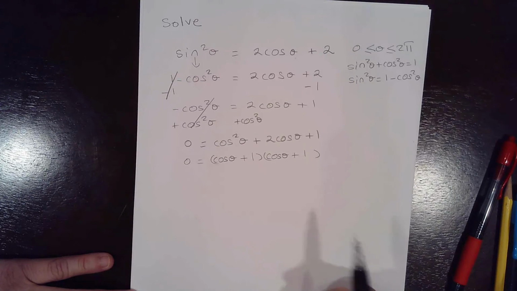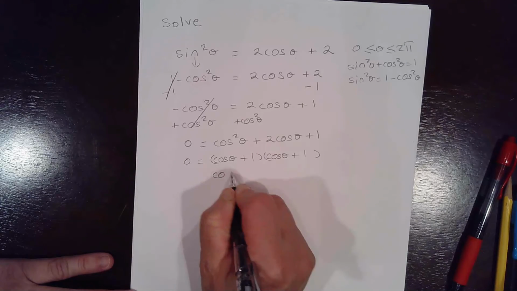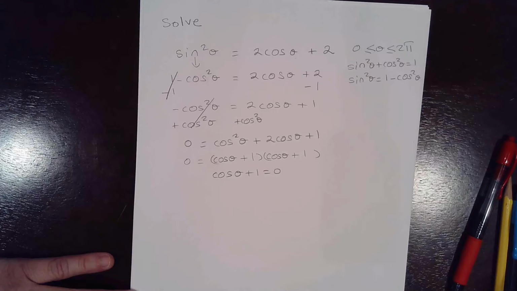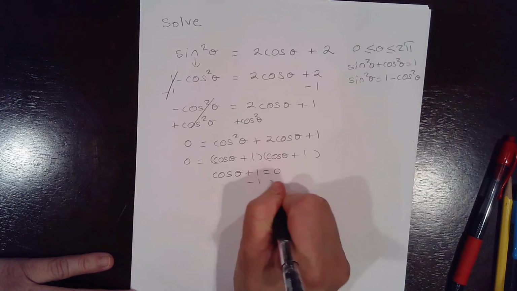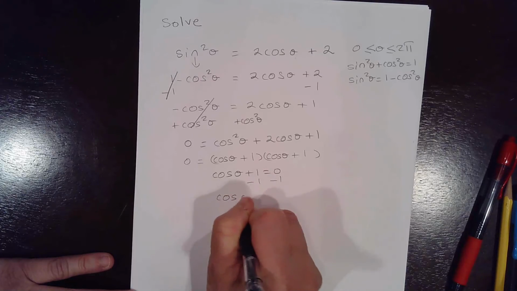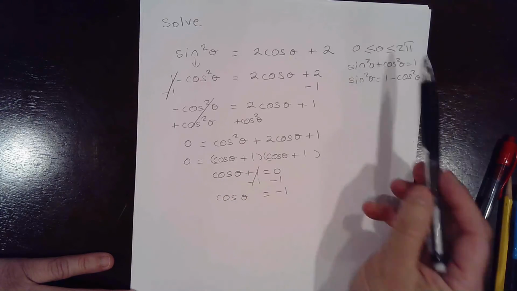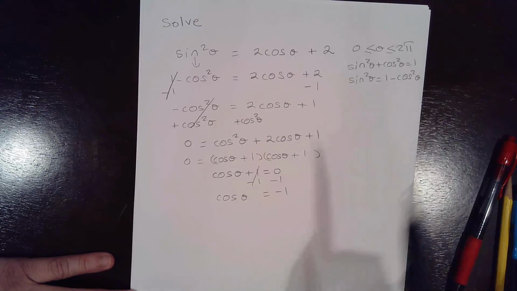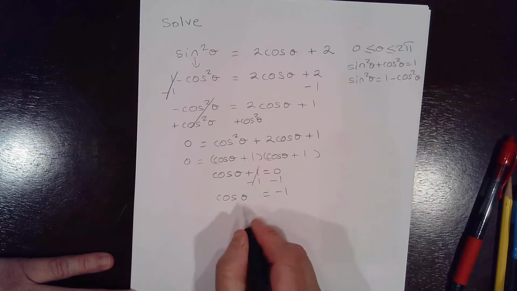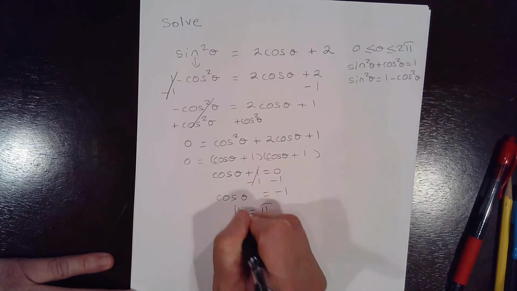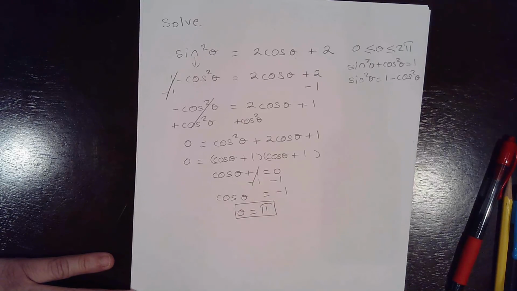Now we set each factor containing cosine theta equal to 0, so we have cosine theta plus 1 equals 0. We count it once because they're the same. Now solving for theta, we subtract 1 on both sides, so we have cosine theta equals negative 1. Now remember, theta would have to be between 0 and 2 pi. Theta then must be equal to pi, right? Cosine pi is negative 1. Now that is the only solution to our trigonometric equation.